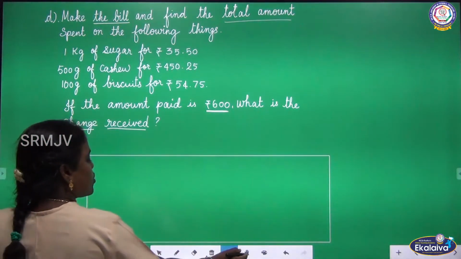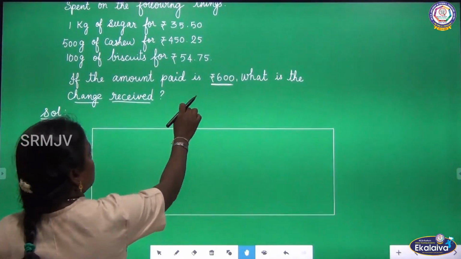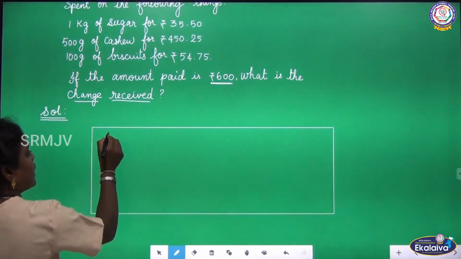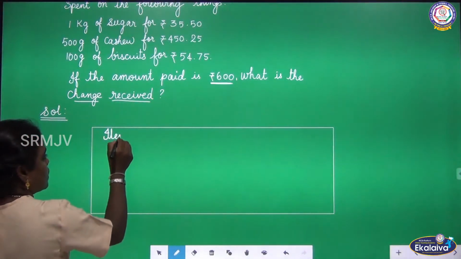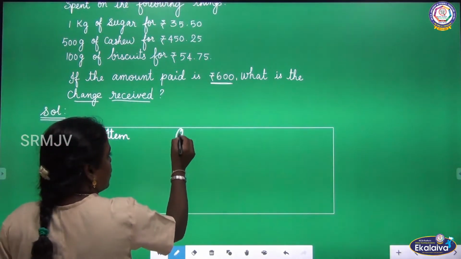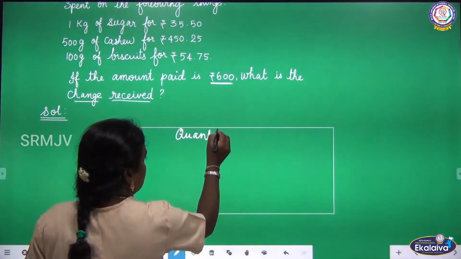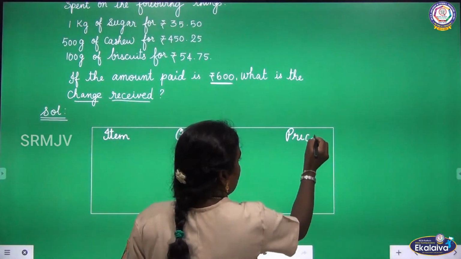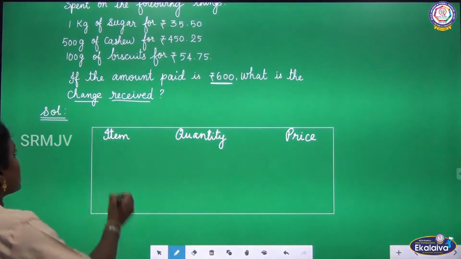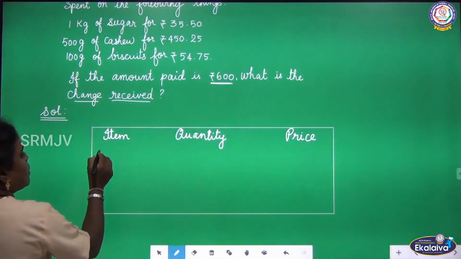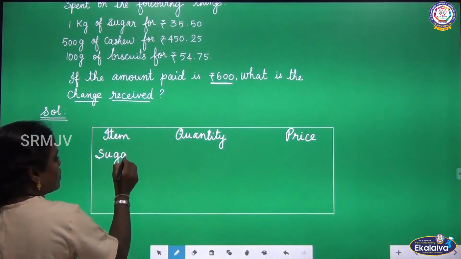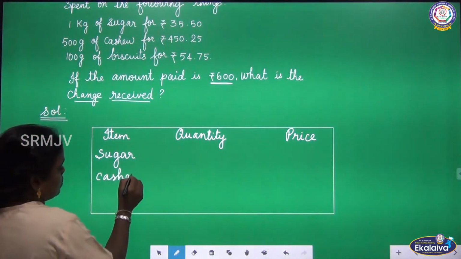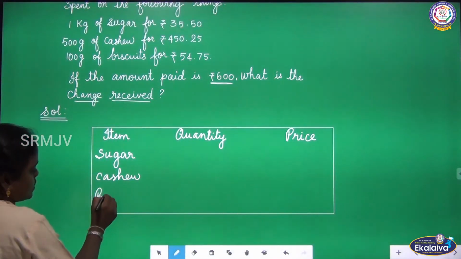So first draw the tabular column to make the bill, and here first we want to mention the item, that is the thing, and then we want to mention the quantity, then we want to mention the price, or we can write cost also. Here look at the first thing. They bought sugar, and then cashew, and last biscuits.